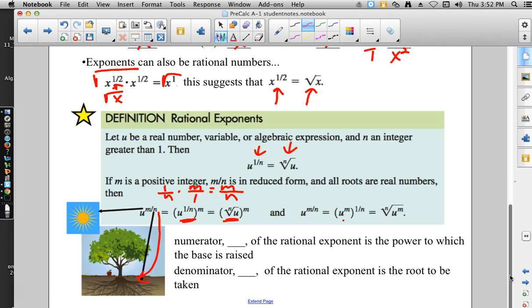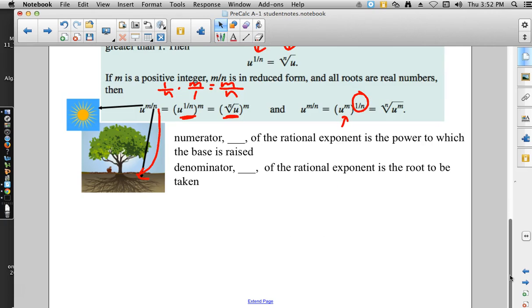They said, you know what, we're going to raise this u to the m power first, then we'll take that radical. We'll use the index and we'll take the root that we need. So either way, it depends on what the numbers are, what we want to use. So the numerator is the top of the rational exponent, the power to which the base is raised. So if you're, again, thinking which number does what, just remember the bottom number goes down. It is the root. The top number is like your son, the power to which the base is raised.